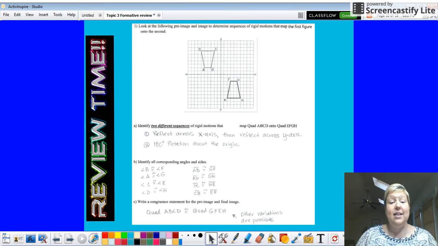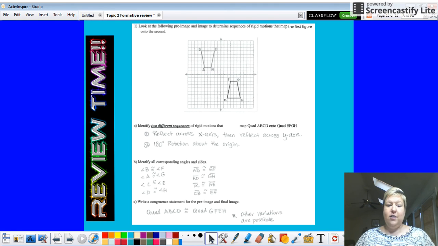So you should have had that side AB was congruent to GF, side AD was congruent to GH, side DC is congruent to HE, and side CB is congruent to EF. As far as angles go, angle B was congruent to angle F, angle A was congruent to angle G, angle C is congruent to angle E, and angle D is congruent to angle H.